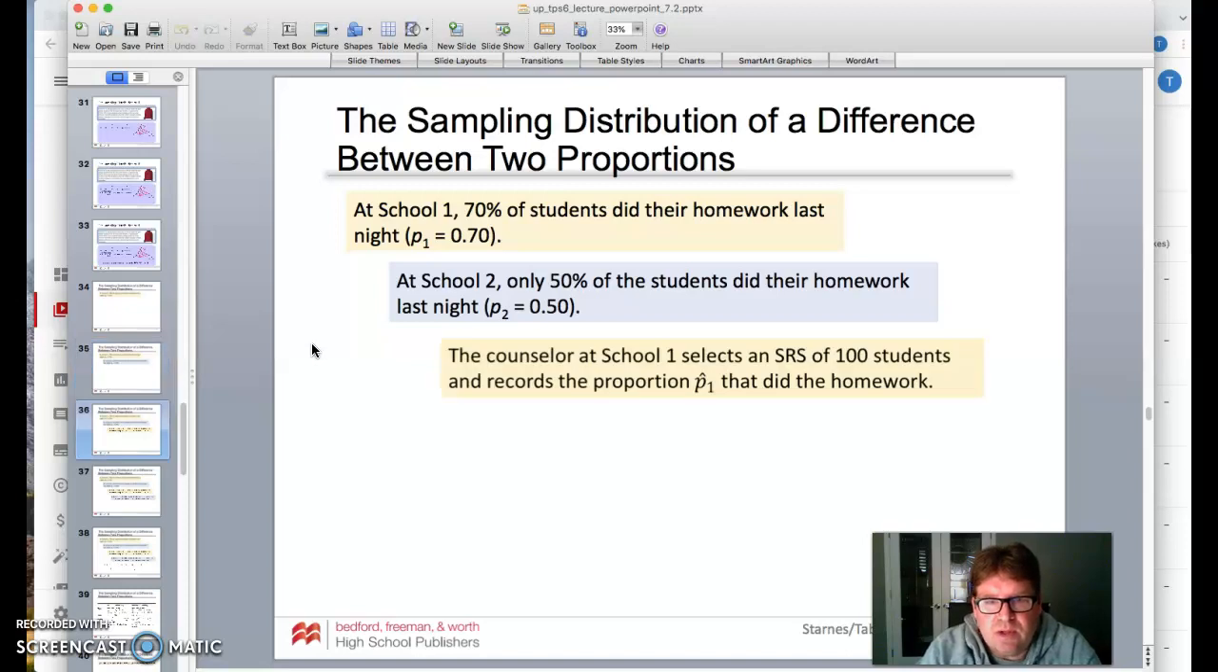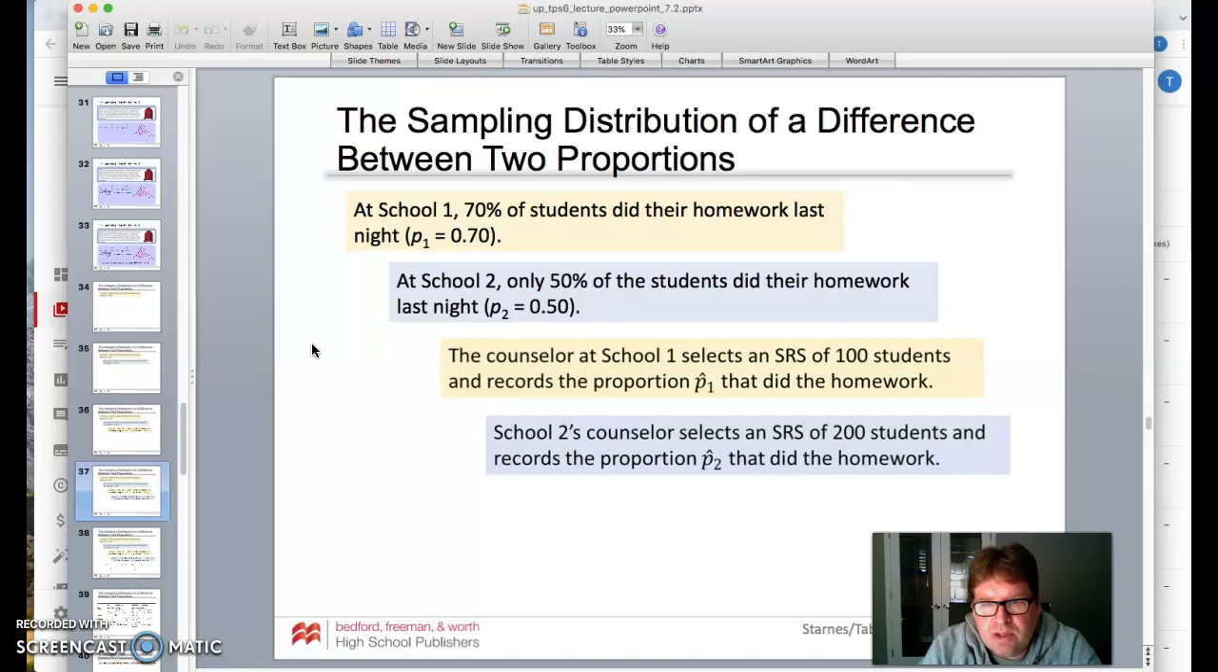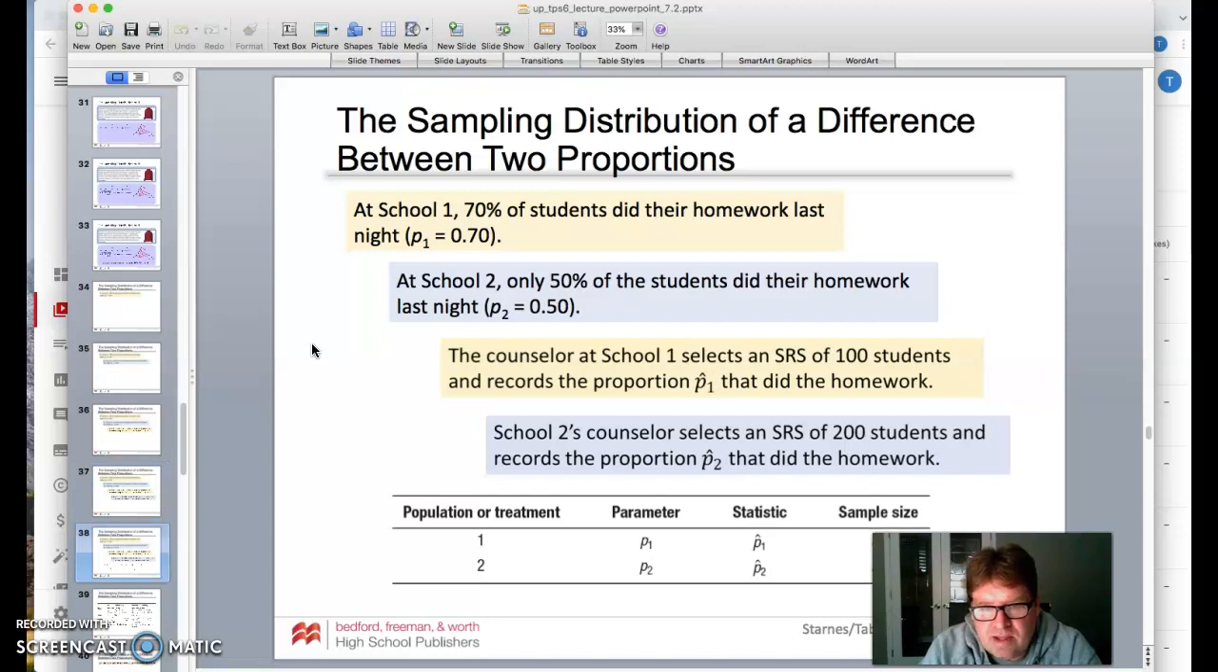So the counselor at school 1 selects a simple random sample of 100 students and records the proportion that did the homework. School 2 does a simple random sample of 200 students and records the proportion that did the homework. So we can see the population or treatment, that's 1 and 2, and then of course the parameter P1 and the statistic. Remember, when we do our sample, that's P hat 1, and then the sample size is N1. So we'll use those subscripts to identify which one it's from.